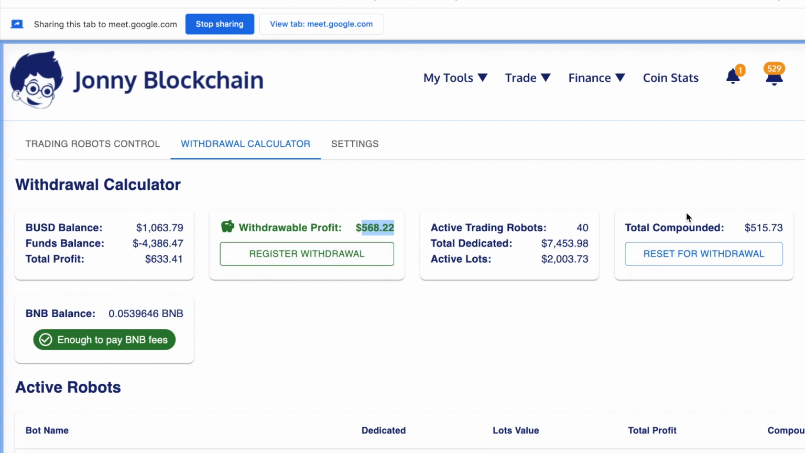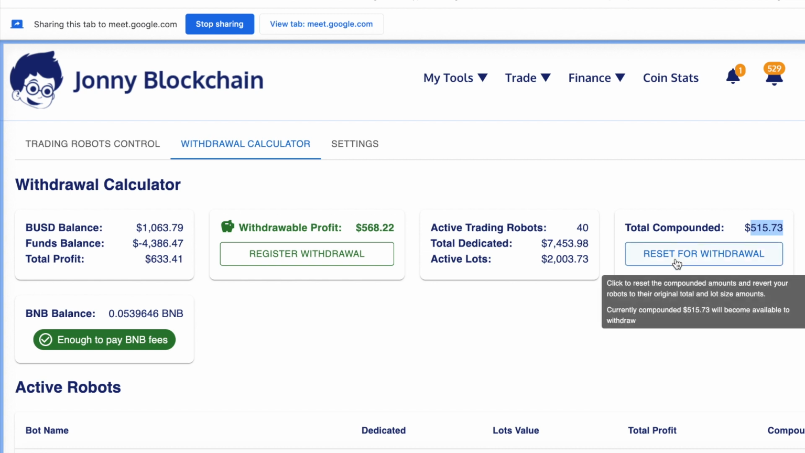Now, if you wanted to withdraw your compounded amount, so, in this case, I've got $500 that I've actually compounded. If you wanted to withdraw that, you'd click on this button. That would reset all your bots back to what the original amount was. So if you started a bot for $100 and it compounded and now it's trading with $120 and you decided you wanted to reset the compound, it would put the bot back to $100 automatically for you, so you don't have to go doing it. It would switch off the compound, so it won't compound anymore. You'd have to physically go in manually and switch the compound back on again.